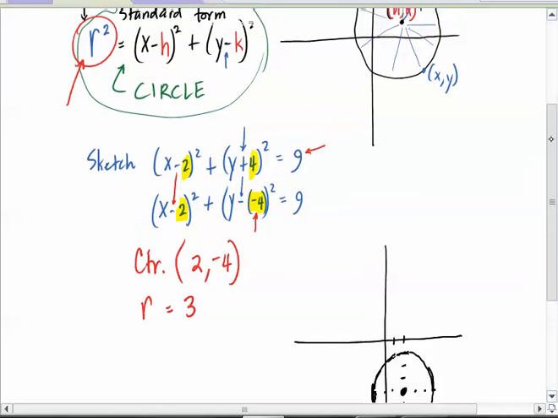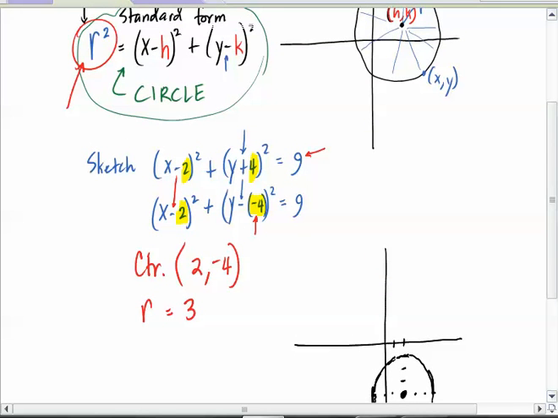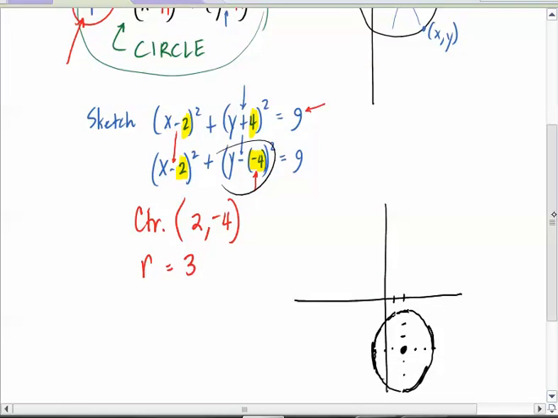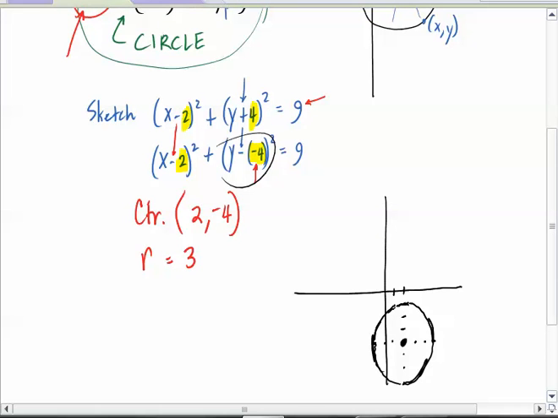So all we did was they gave us the standard form. We adjusted it a little bit right here to go back to the real standard form that has a minus in that spot. And we found that the center was (2, -4), and the radius was 3. Pretty easy, right? Okay, thanks for listening.